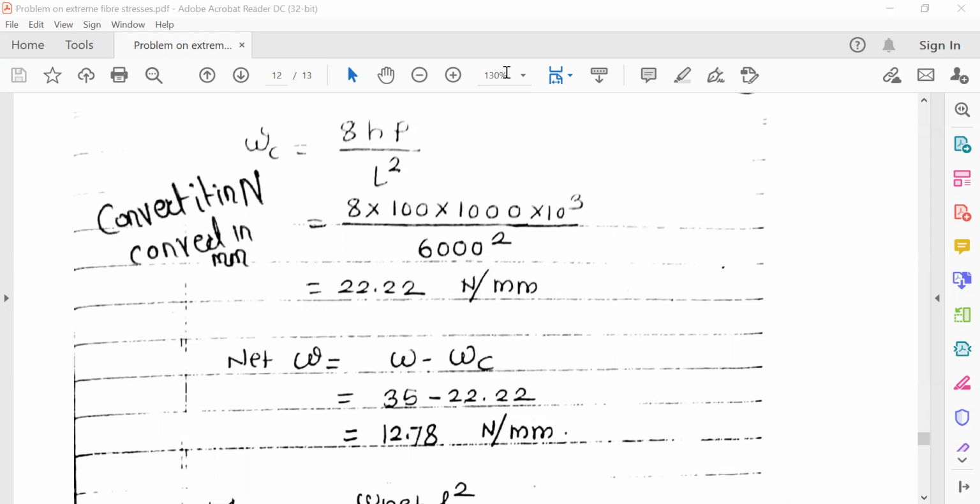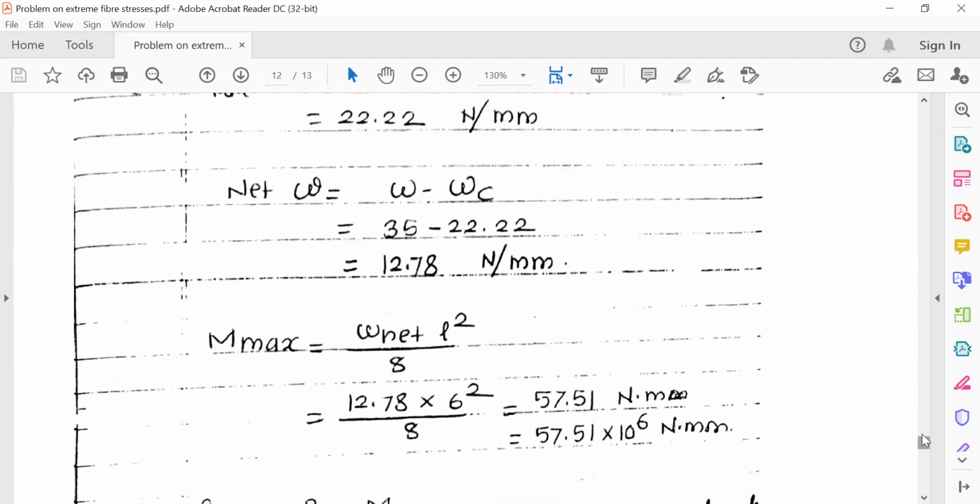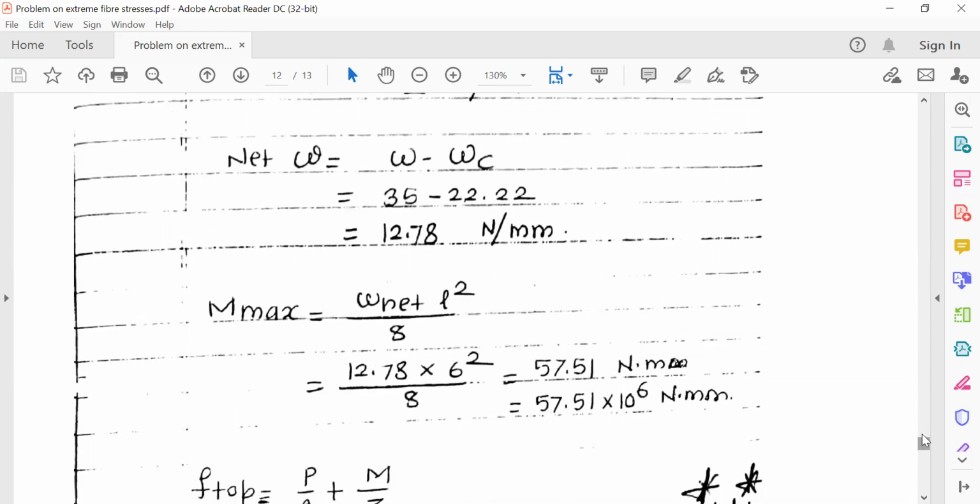Net W मिलने के बाद में you need to calculate the moment. So for calculating moment, आपके पास में formula है, that is W net by L square by 8. So देख लो W net कितना आता है after converting, and put that value only for calculating the maximum value for the moment, that is WL square by 8. So M maximum आपको मिलता है 57.51 न्यूटन मीटर और 57.51 into 10 raised to power 6 न्यूटन mm.